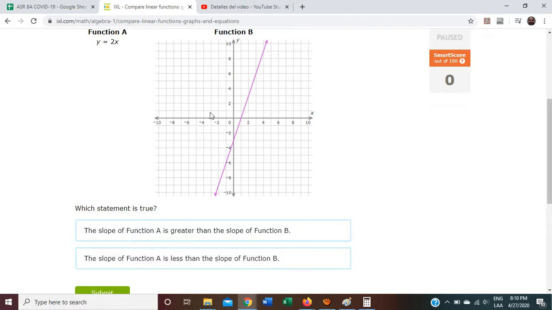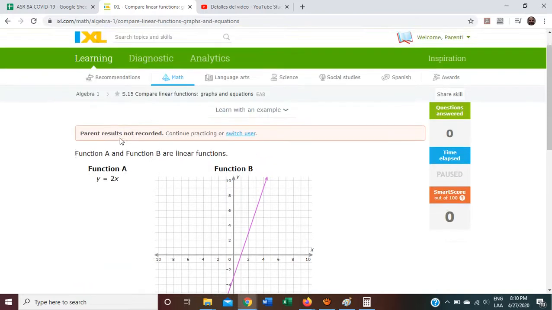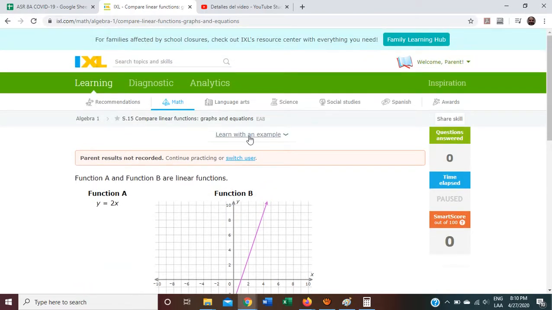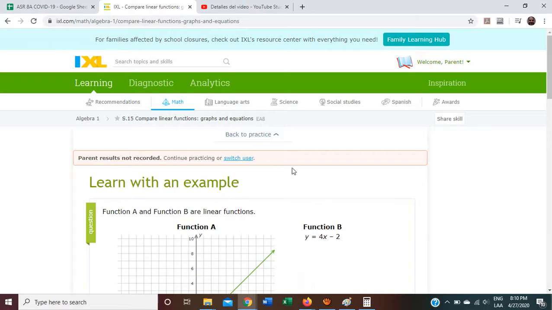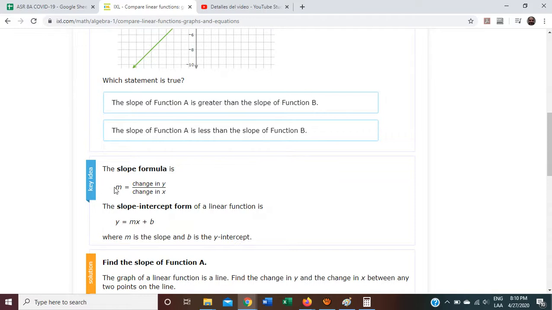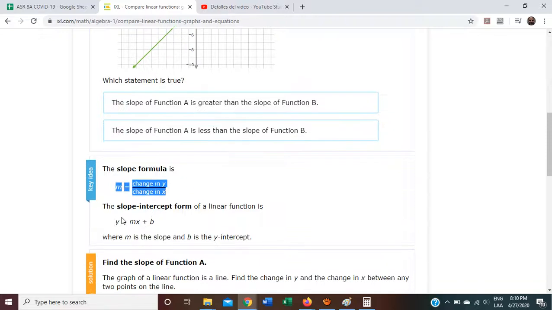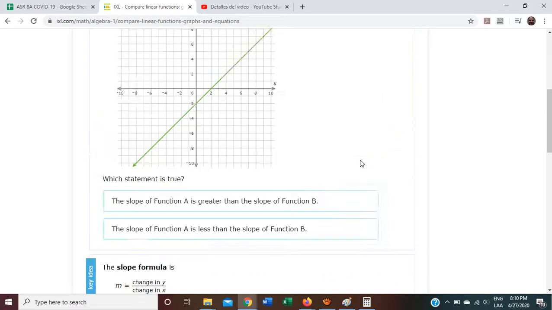I don't know if you remember the previous video that I gave you where I explained how to get the slopes. Alright, I'm going to hit learn with an example to explain with the example that IXL gives you. Okay, we have a graph, we have a function, and there is a formula. There is a formula how to get the slope when you have a graph. Okay, and there is also an equation of how to get the slope when you are given an equation.